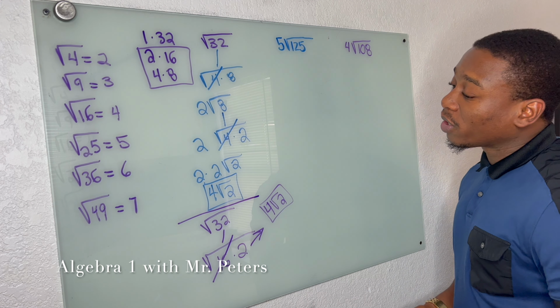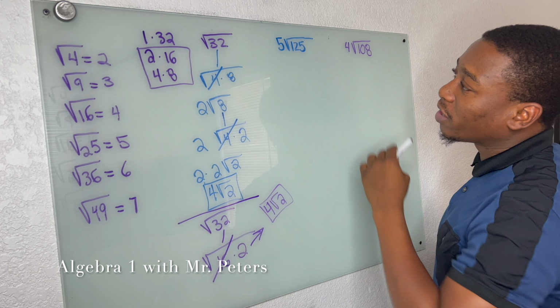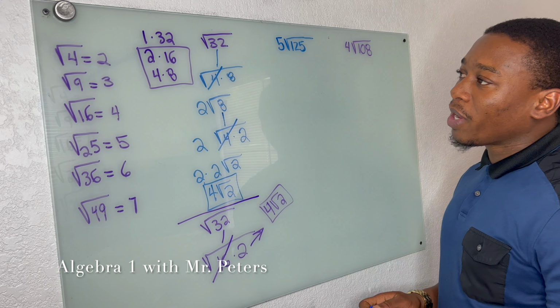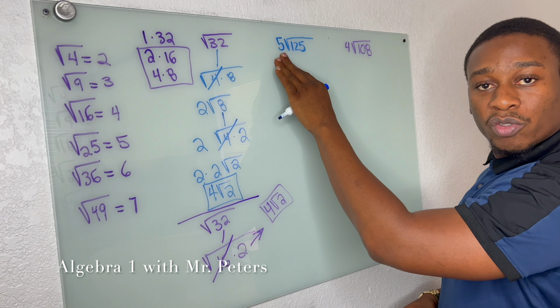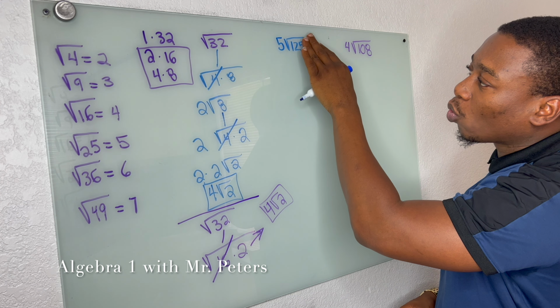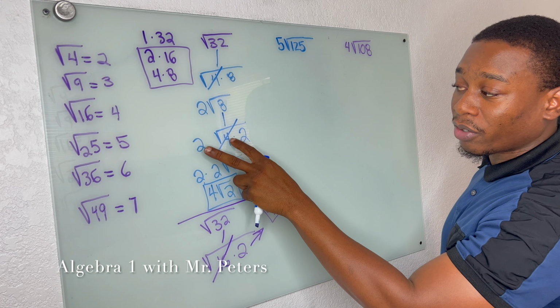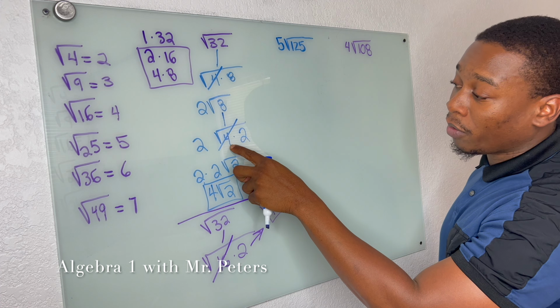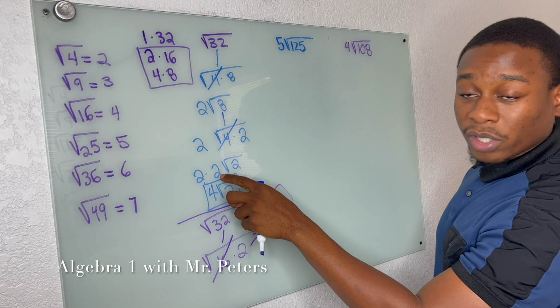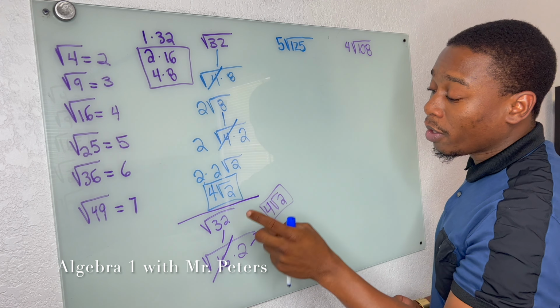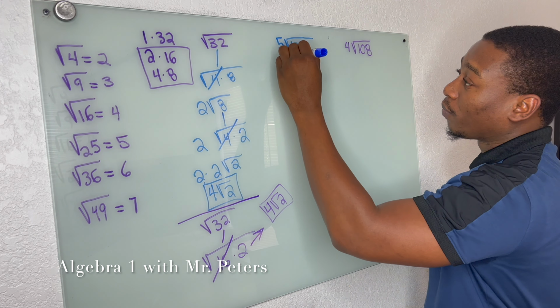So let's go over to our second problem. So we're talking about 5 times radical 125. Anytime you have a number outside, just remember, if there's any perfect square that comes from under the radical, we're going to multiply. So right here, this is exactly what I'm talking about. 4 turns into 2. Since it's a perfect square, we multiply by that 2 that is already there. That's how we got 4 radical 2.